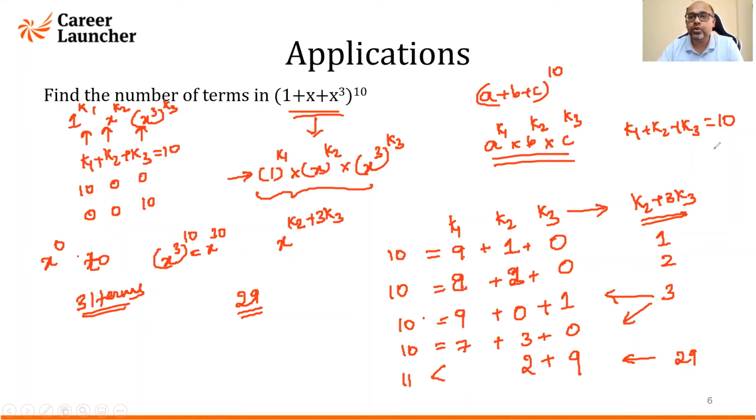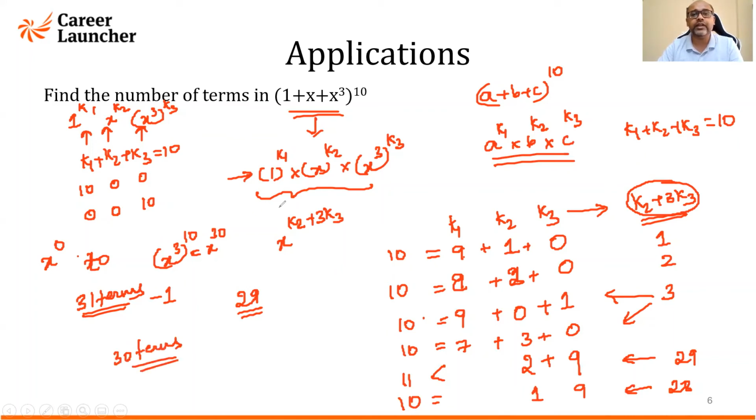So 29 is not possible at all. Out of these total 31 possibilities, 29 we figured out is not possible. Similarly, check for 28. Is 28 possible? How do you get 28? Yes, this is possible. You put 9 here and 1 here. The total is 10, and 9 threes are 27. k2 plus 3k3 is 1 plus 27, so 28 is possible. So you will realize that only 29 is not possible. Out of 31 terms, one term, x power 29, does not exist. So you will get a total of 30 terms.